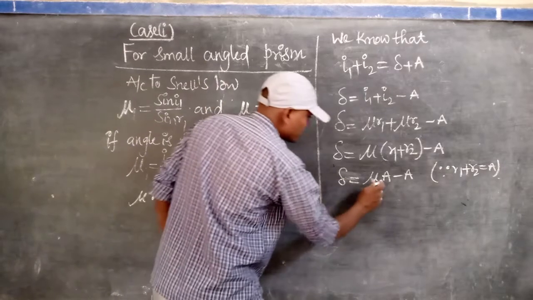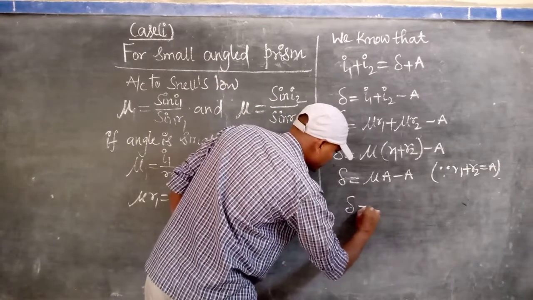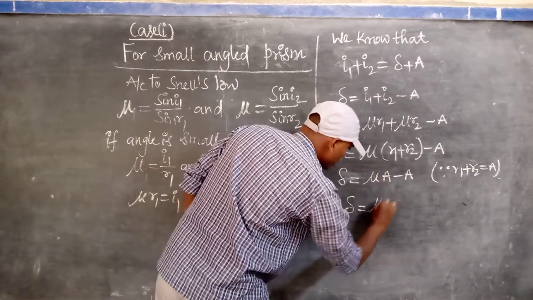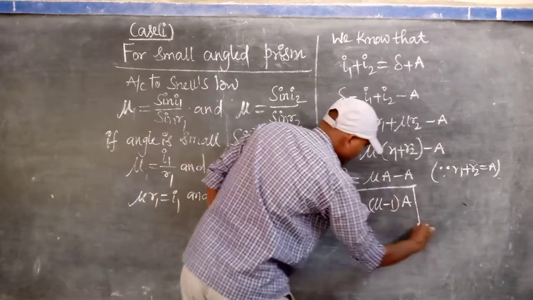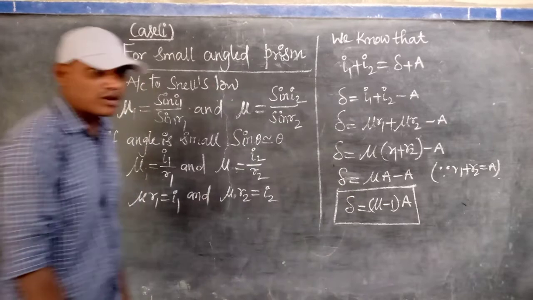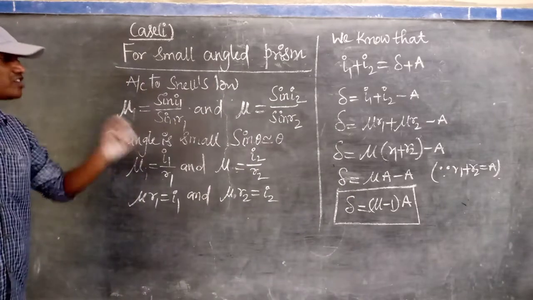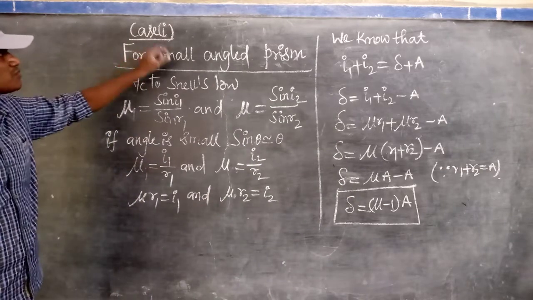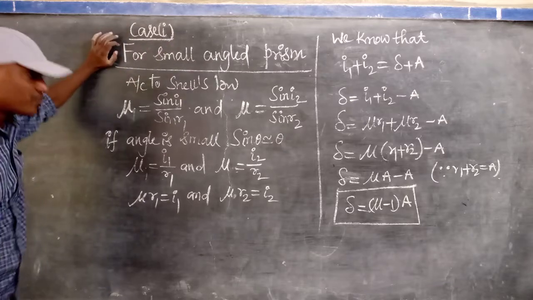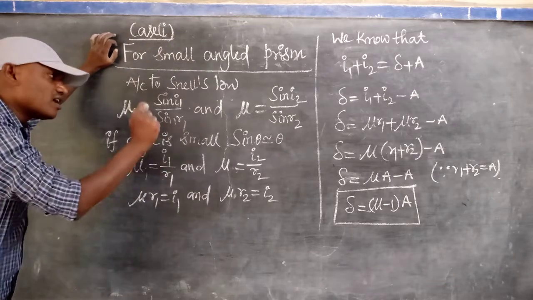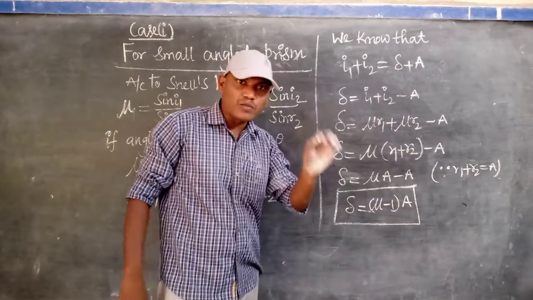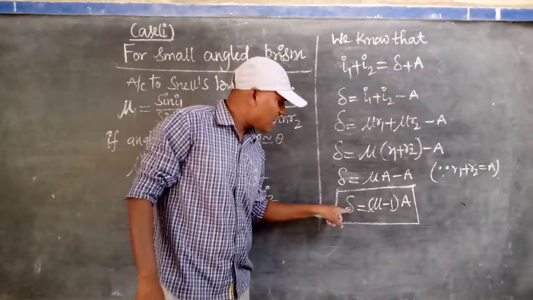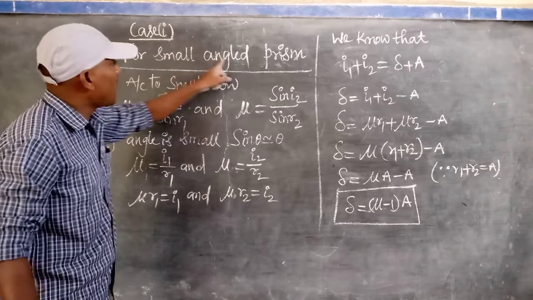So now in this one, which is the common factor? Delta, the deviation angle, is equal to mu minus 1 into A. So this is the formula to find the deviation angle produced by a small angled prism. Listen very carefully. Small delta is equal to mu minus 1 into A. This is the formula to find the angle of deviation for a small angled prism.